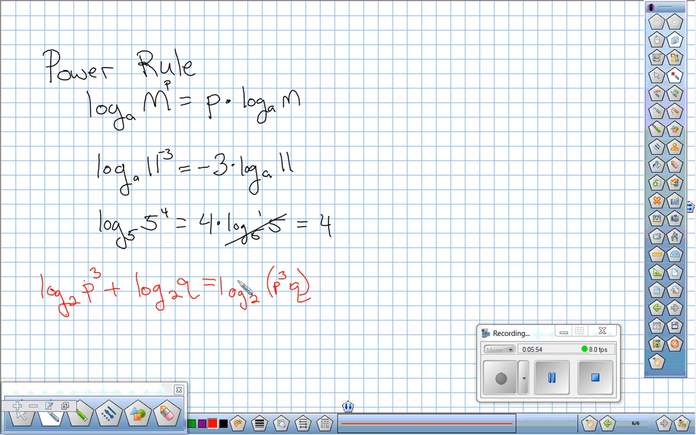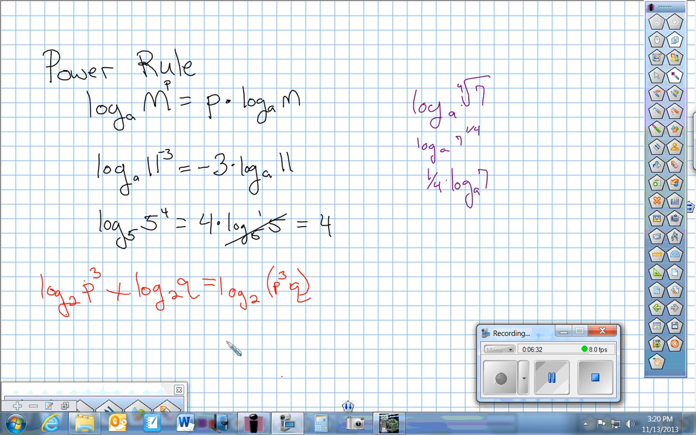Then if we wanted to rewrite a few things using the power rule, if I had log base a of the fourth root of 7, I have to go through and I'm going to work down. I would rewrite the fourth root as 7 to the 1/4. And then I'm going to bring that 1/4 out front. So I have 1/4 times the log of 7 base a.